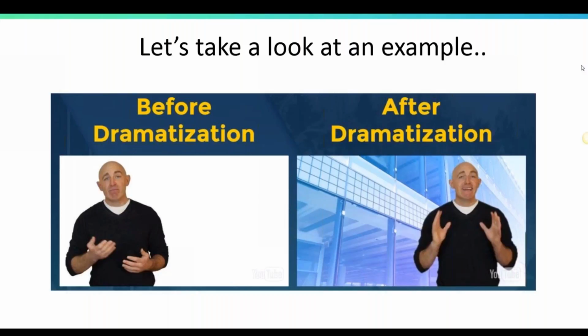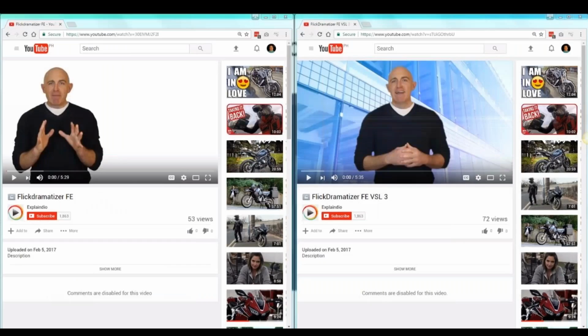So again, GoToWebinar doesn't do it justice, by the way, because as you know, with GoToWebinar, it's not real time, and it's not as fluid. You only get around 2 frames per second. So videos don't look normal on GoToWebinar, to say the least. So let me show you around and compare everything here. You should see something on the screen right now. You have FlickDramatizer FE and FlickDramatizer FE VSL3.